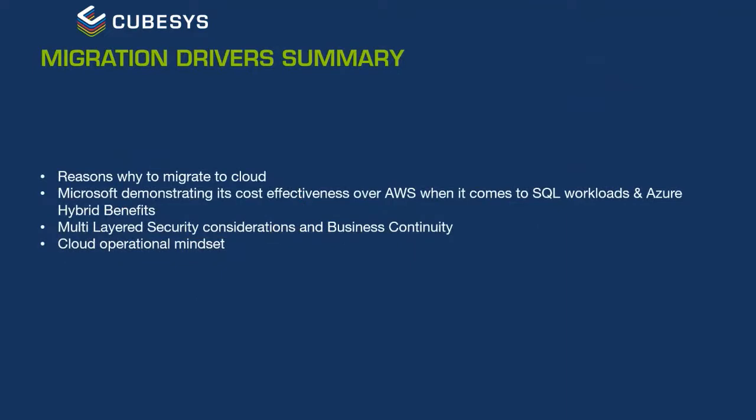So, migration driver summary. What have we covered off? So far, we've covered off some of the common reasons why companies look to migrate towards cloud. I've also shown you some slides around how Microsoft likes to beat up Amazon, but it's also about understanding the effective savings you can look at for specifically SQL workloads inside the Azure environment, and also the context of Azure Hybrid Benefit. We discussed very quickly the multi-layered security considerations and some of the business continuity considerations, and we spoke briefly about the cloud operations mindset. Probably just make one comment on that, Chris, as you're summarising.